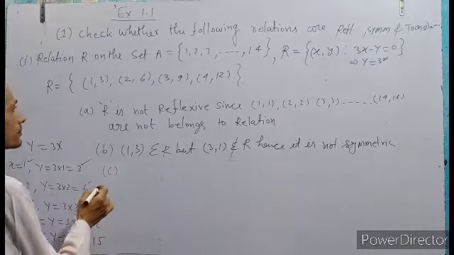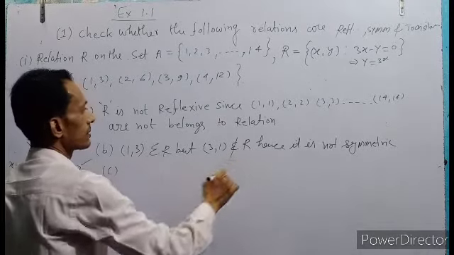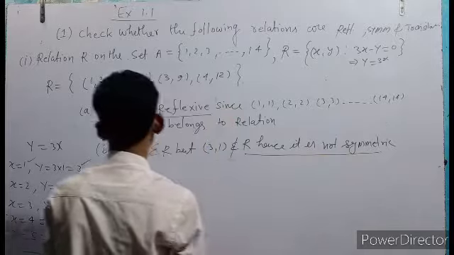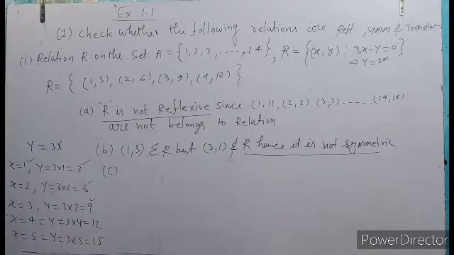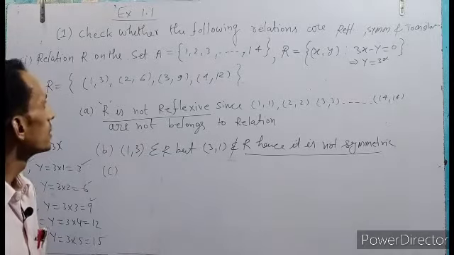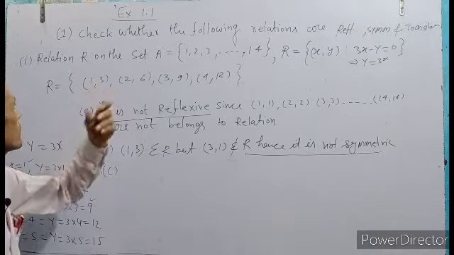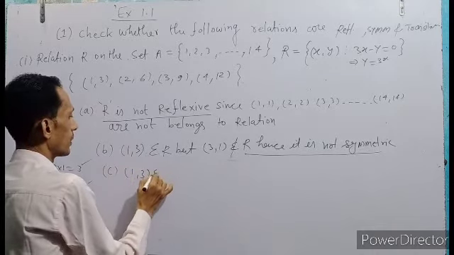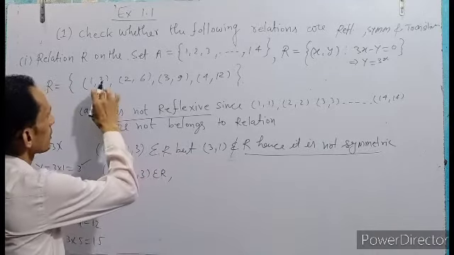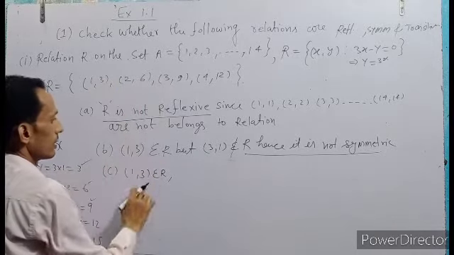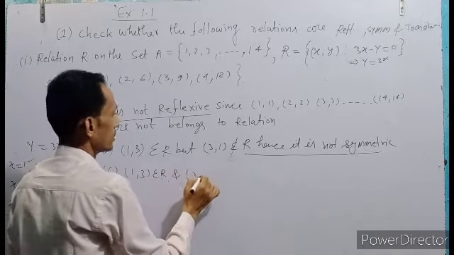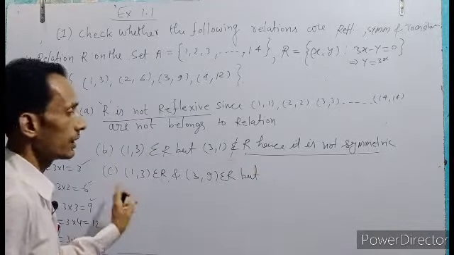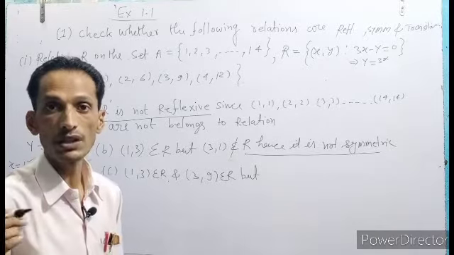Come to the one, transitive. So R is not reflexive, and hence not symmetric. Now come to transitive. For transitive we take three elements such that a, b, c. Then we can take any two ordered pairs. (1,3) belongs to R, and the other pair which starts from 3, (3,9), also belongs to R. But according to the rule of transitive, (a,b) belongs to R, (b,c) belongs to R, then (a,c) must belong to R.